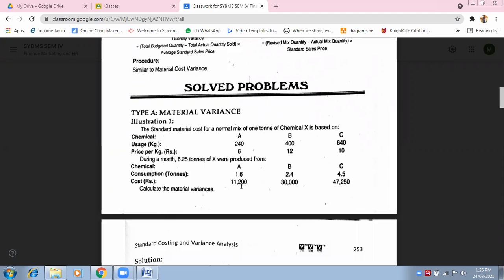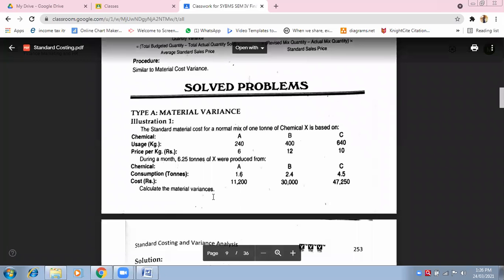So we will have to convert this directly. It is not given. One is SQ, standard quantity. One is SP, that is standard price. Both are given. And what about actual? We need actual quantity and actual price. Actual quantity is also not in the correct form, and the actual price is also not given the way we want. So we will have to convert it. Similarly, it is for B and C also.